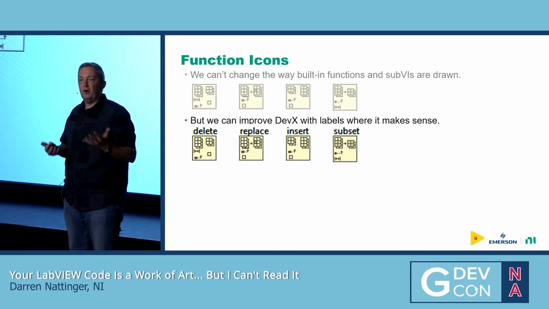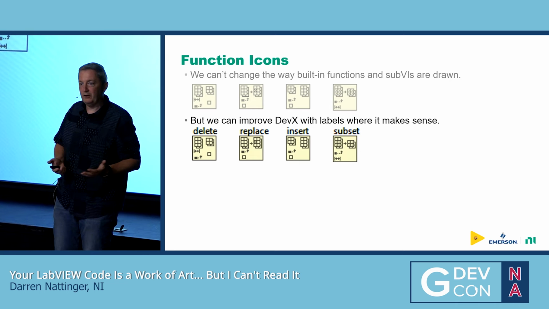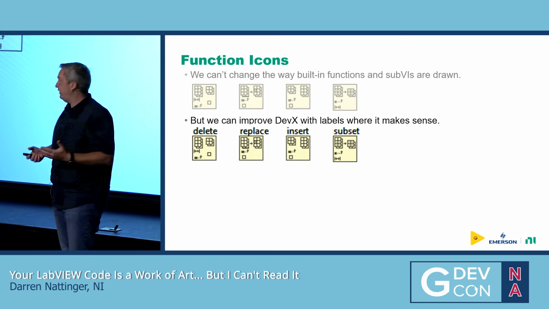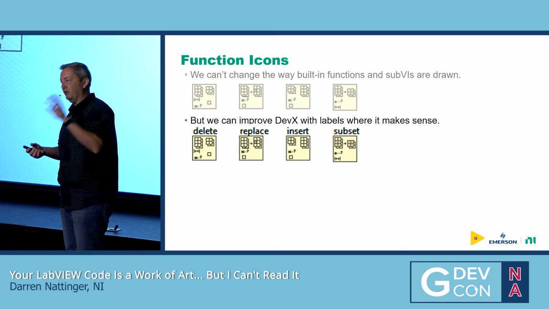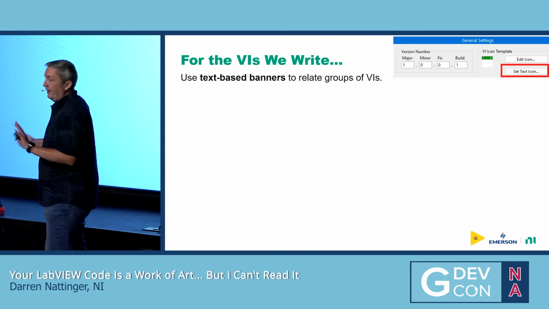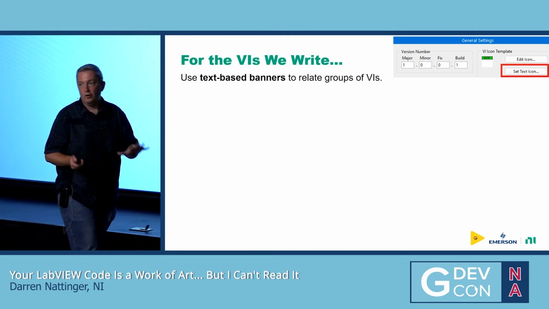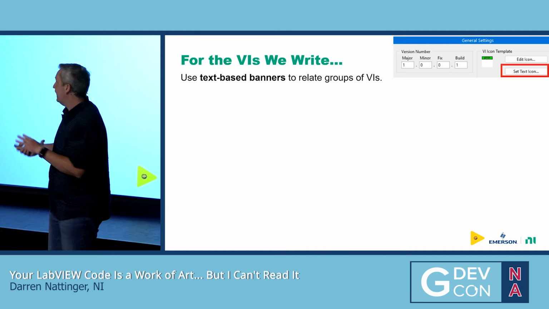You could just use a small label to describe that function. In my opinion, this improves the developer experience to be able to very quickly see, oh, that's an insert, as opposed to having to Control-H, hover over it, that's an insert. That's for built-in functions. Now, we're writing a bunch of VIs, right? So we have control over the readability of the VIs that we write.